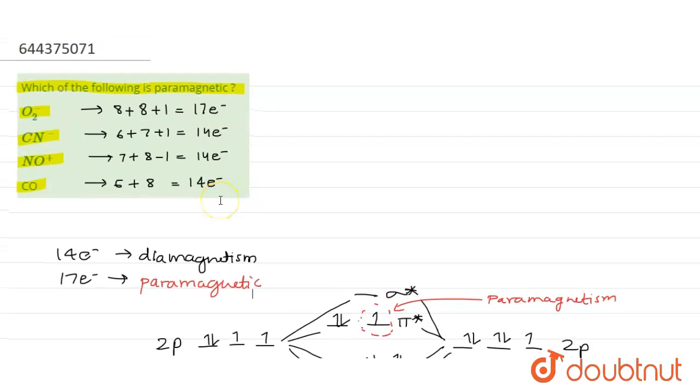So here the question asked, which of the following is paramagnetic? Our 17 electron one is the paramagnetic, that is O2 minus. So our correct answer is O2 minus. That is the first one. So I hope you understand this concept.